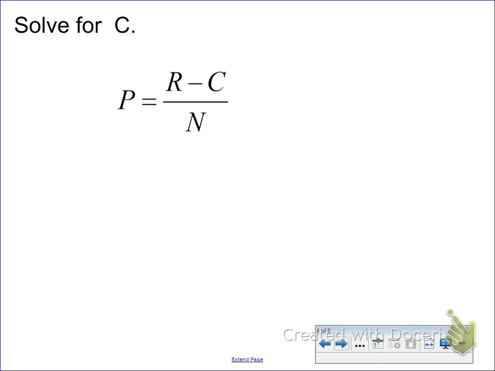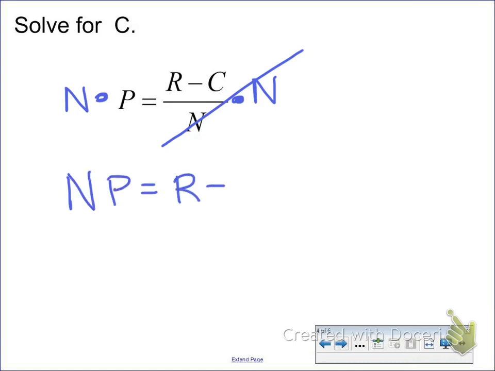If I have to solve for c here, I want to eliminate all fractions when I solve literal equations, especially if the variable is in the top or the numerator of the fraction. So what I'm going to do here is try and eliminate the n from this fraction. Since it's divided, I do the opposite on both sides and multiply by n. So now the n goes away on the right side and I get n times p is equal to r minus c.